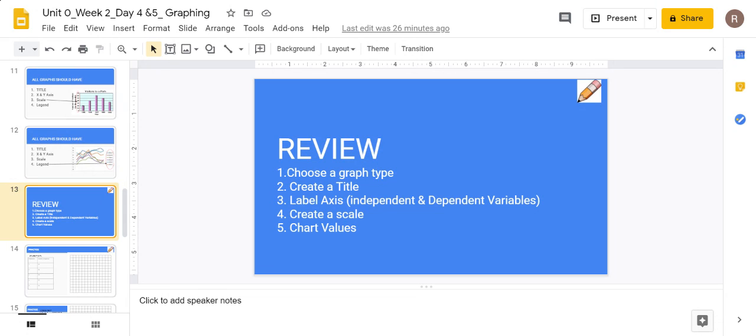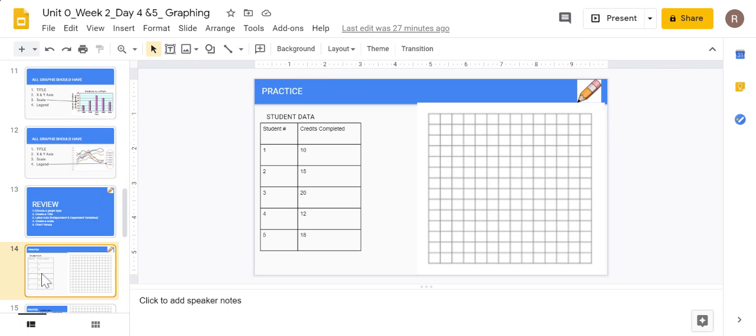So we haven't gone over actually charting the values yet. If you've taken a basic math course, you should know how to do this, but I will review it here. So I have a data table. Normally you will get your data in some form like this, okay? And it says student number and credits completed. So for a freshman, you obviously don't have that many credits or any credits completed because the first semester isn't over yet and you haven't gotten your grades.